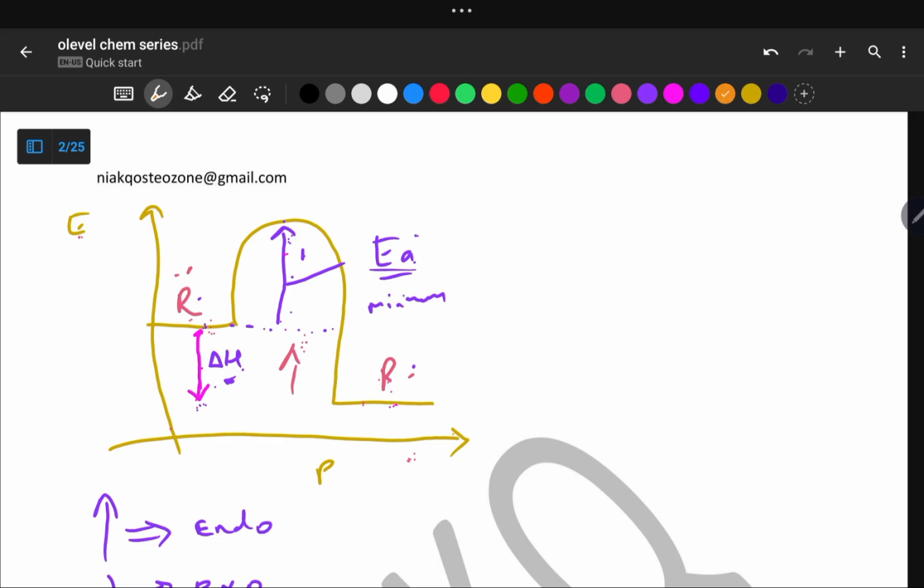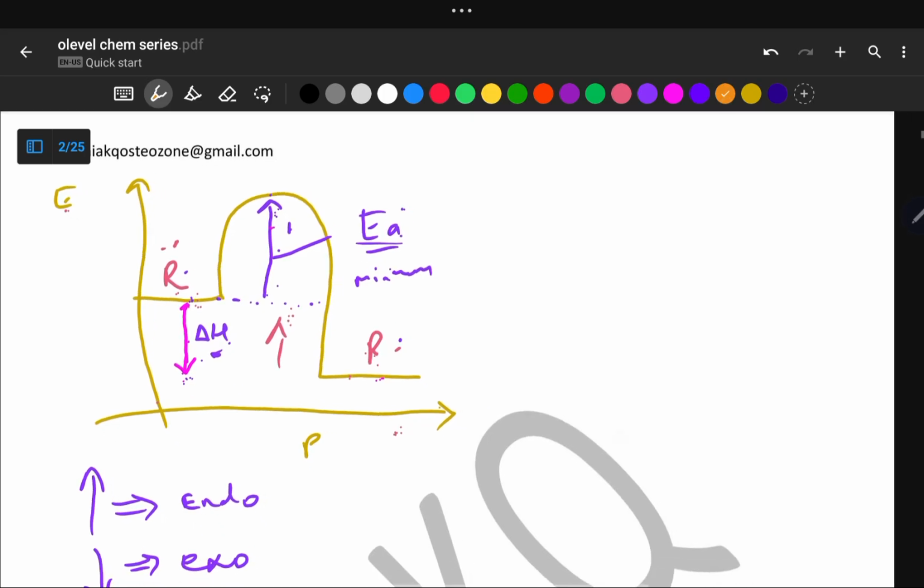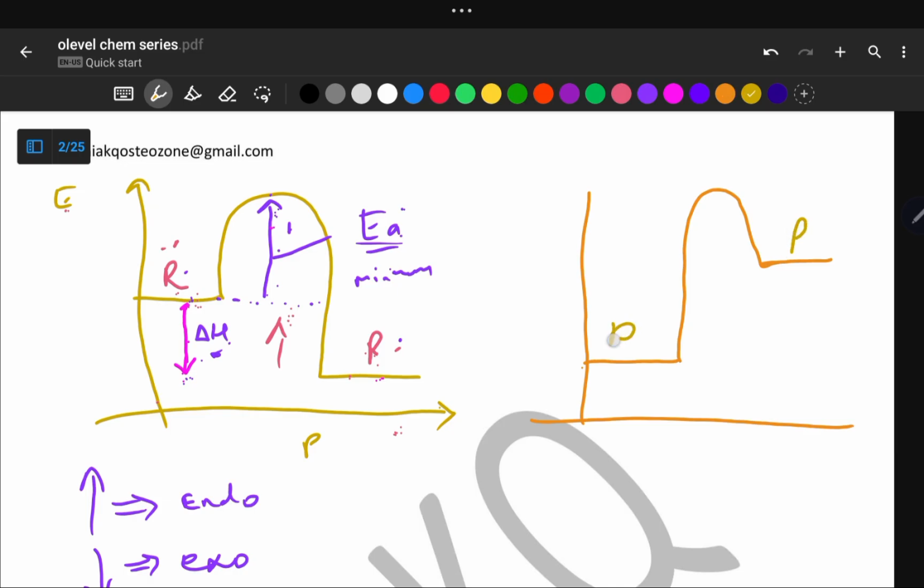Now, to draw the energy profile for endothermic reactions. For endothermic reactions, the energy content of the reactants is lower than that of the products. The products are at a higher energy level compared to the reactants. Why? Because energy is being absorbed, right? So the products are at a higher energy level. This is the starting point.